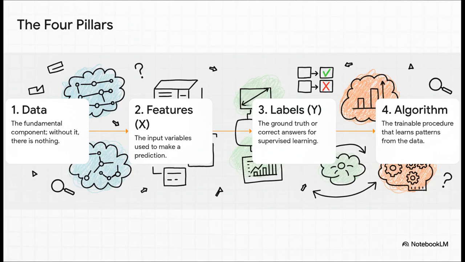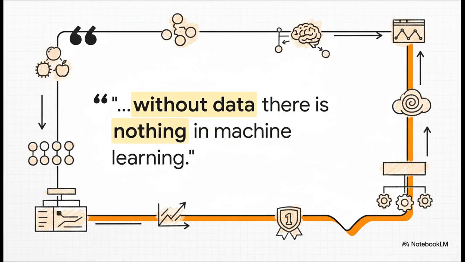And finally, you need an algorithm. That's just a set of rules or the procedure that does the actual learning, the thing that finds the connection between the features and the labels. And I cannot stress this enough. While you need all 4 of those things, data is absolutely king.